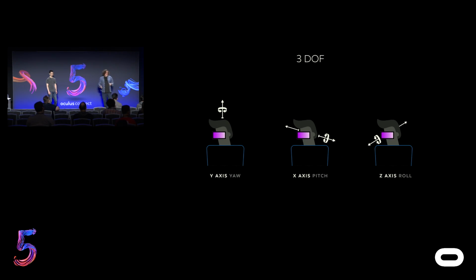A lot of people have been talking about 3DOF versus 6DOF. I'm just going to explain that really quick again. So 3DOF is what the Oculus Go and Gear have. That's 3 degrees of freedom. That's just when your head can pivot left and right, and everything's on a pivot.